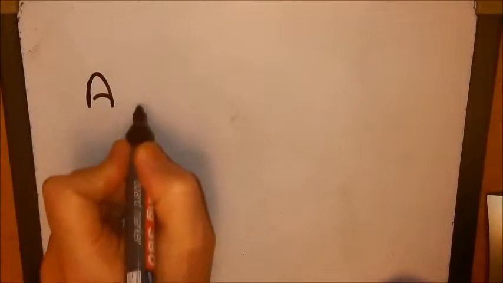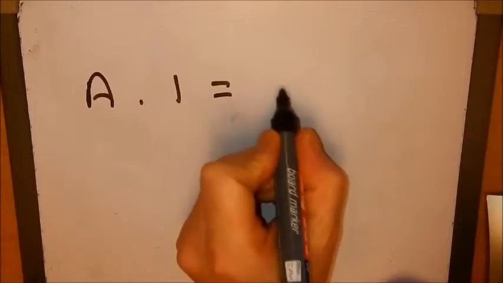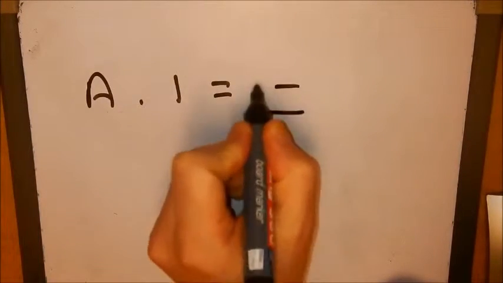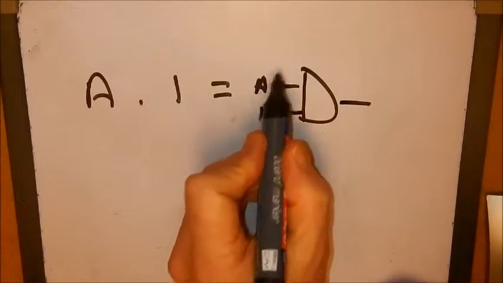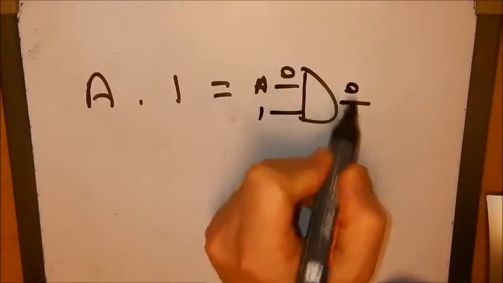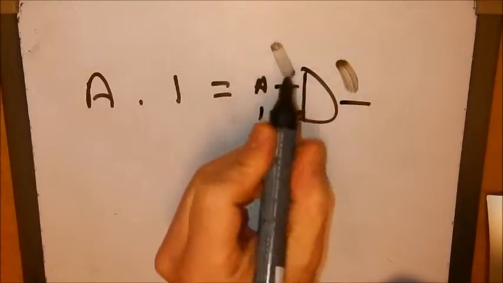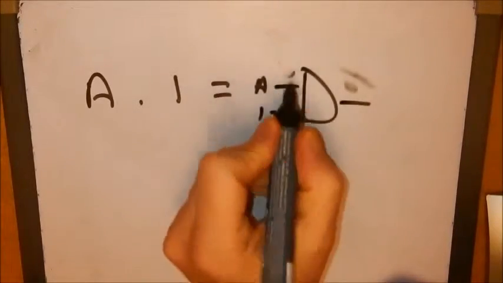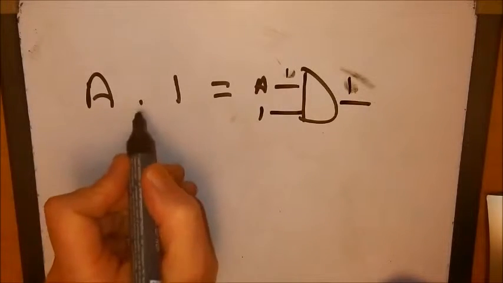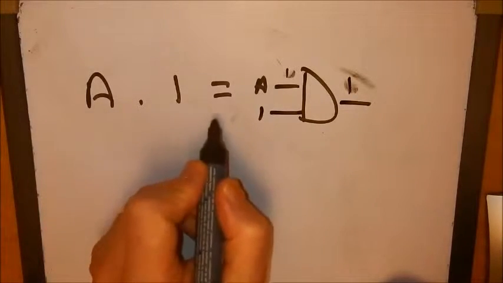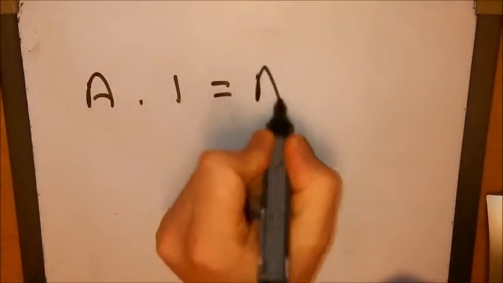Similarly, we can say if we had an A and it was ANDed with a 1, well that would mean that we've got a 1 going in and the A in an AND gate here. If A is a 0, we get a 0 out, 0 and 1. However, if A was a 1, we'll get a 1 out, proving that A ANDed with 1 is just equal to A.